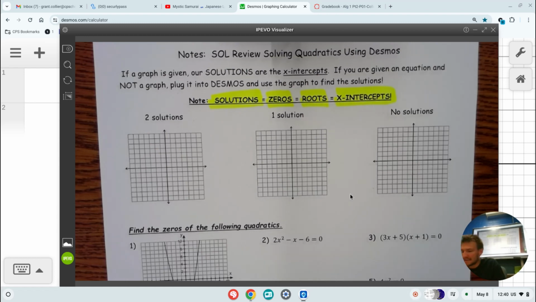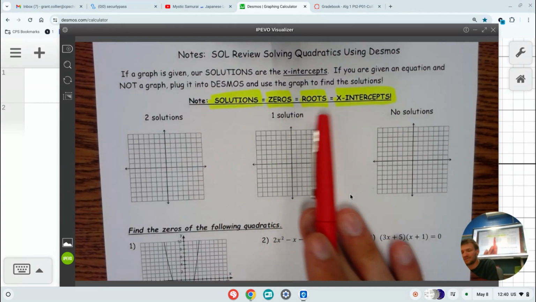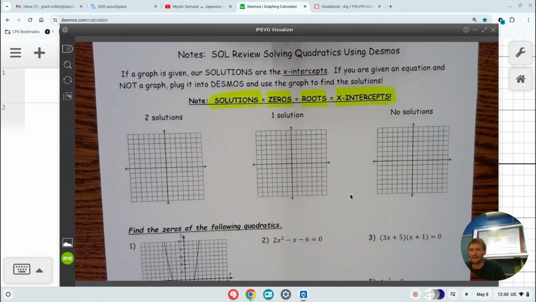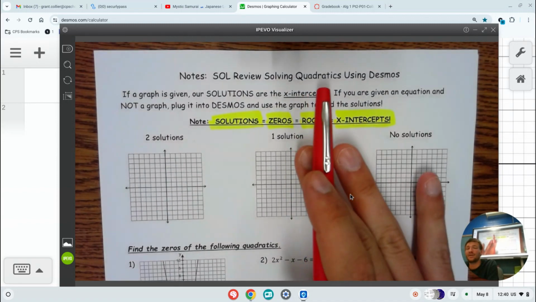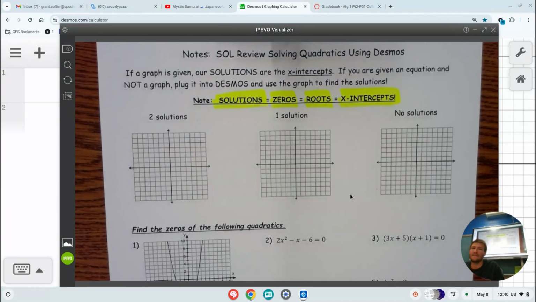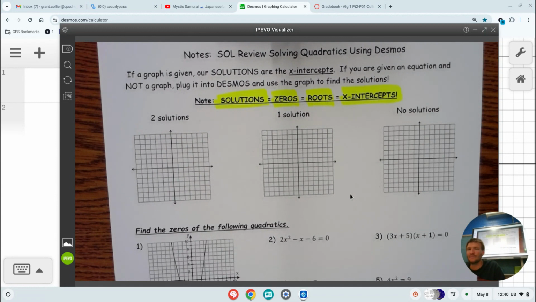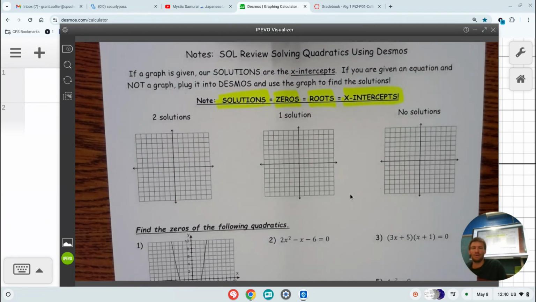All right, welcome back. We've got a nice quick SOL review today on quadratics, on looking at graphs. We talked about how solutions, zeros, roots, and x-intercepts are the same thing. And a quadratic is a curved U shape, and the fancy word for that, which is a little bit more of an Algebra 2 word, is called a parabola. A nice curved parabola.